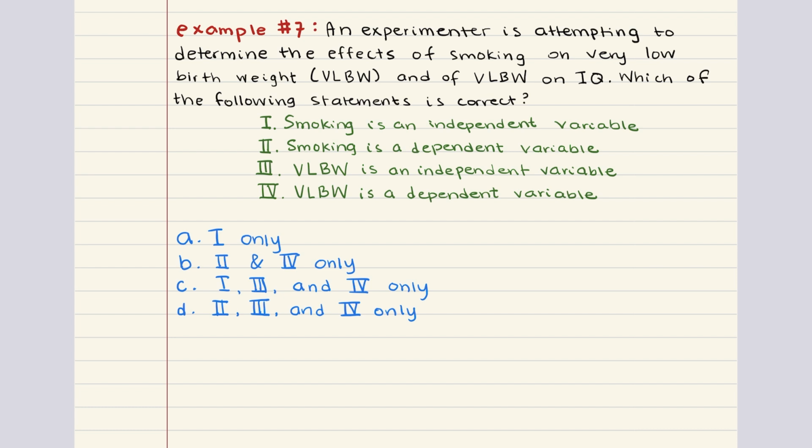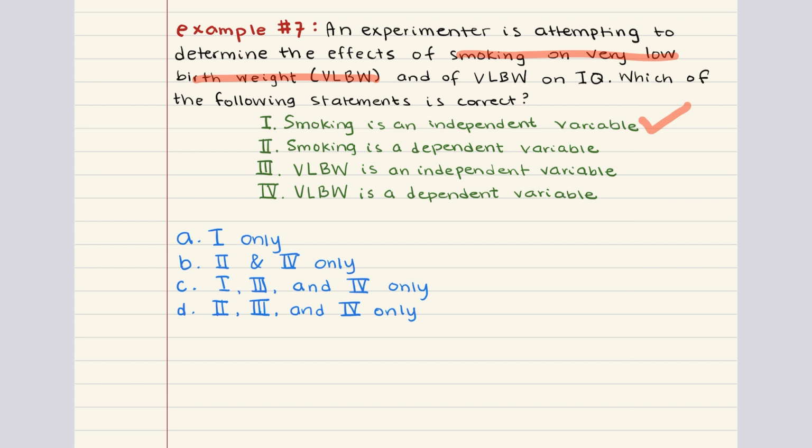Now let's examine the two parts of the study. First, the experiment is investigating how smoking affects very low birth weight. In this relationship, smoking is being studied as the cause, and that makes it the independent variable. And then the effect being measured is very low birth weight, which is the dependent variable because it changes in response to smoking.